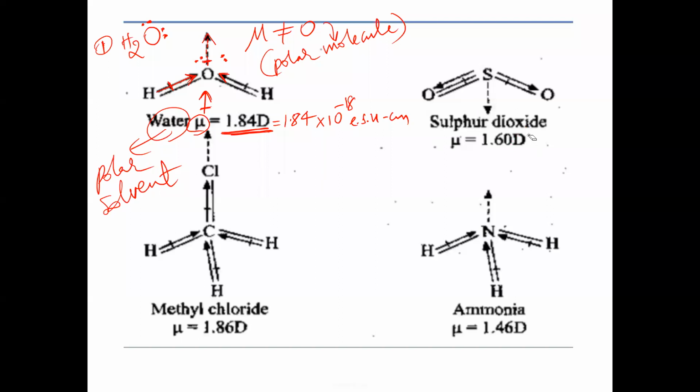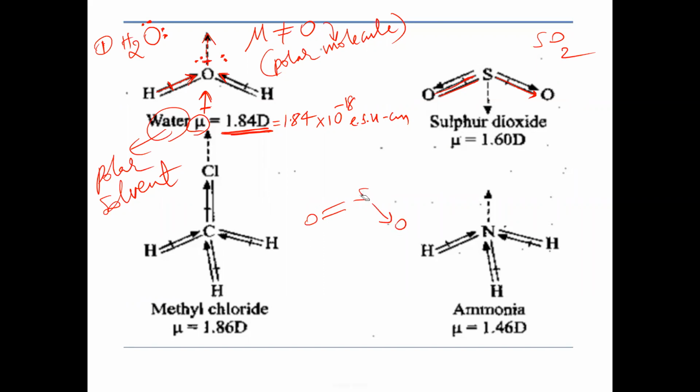Next, one more example: sulfur dioxide, SO2. Now in this case, what is there between sulfur and oxygen? Here one double bond is there, and one dative bond is there. Sulfur forms a double bond with one oxygen and a dative bond with the other oxygen.